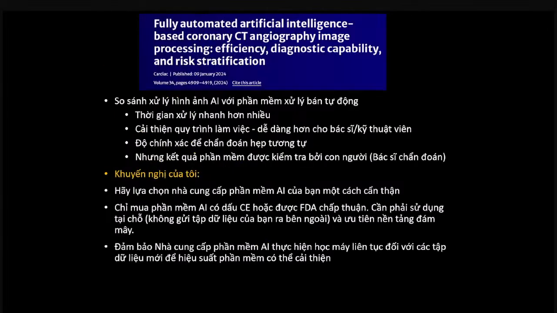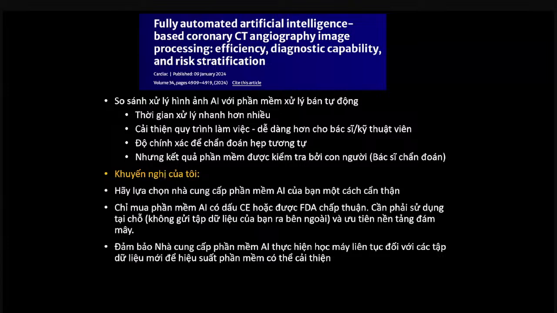This paper was published earlier this year from a group from China, which used AI image post-processing software compared to QCT, or the semi-automated software that we all have on our workstations. It showed that the post-processing time was much faster, the workflow improves, it's easier for the radiographer. Accuracy for diagnosis is similar, but again, the software results need to be checked by a human person.